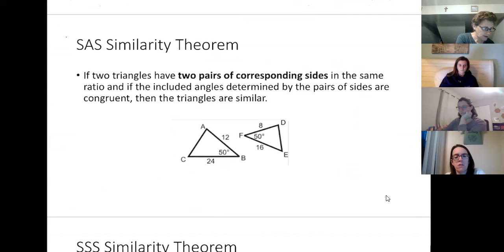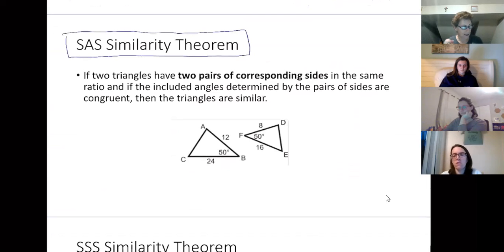Now this is side angle side similarity as opposed to side angle side congruency. So if two triangles have two pairs of corresponding sides in the same ratio, and if the included angles determined by the pair of sides are congruent, then the triangles are similar. Okay, so that's a mouthful.